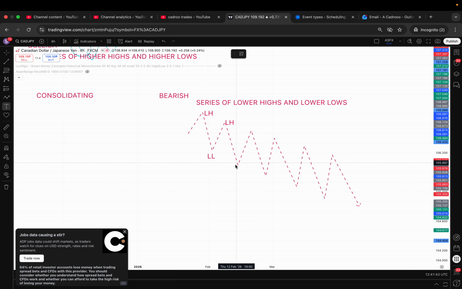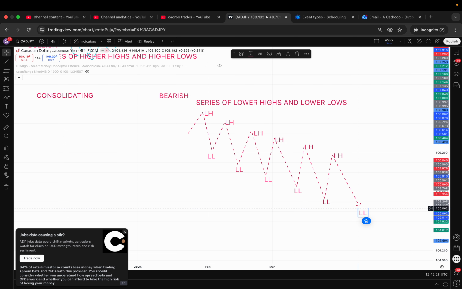And what's this going to be called? This is going to be called a lower low. Let's go again. A lower high because this high is lower than the previous high, and this is called a lower low. Let's go again. A lower high and a what? And a lower low. Why? Because this high is lower than the previous high and this low is lower than the previous low. As simple as that, guys.